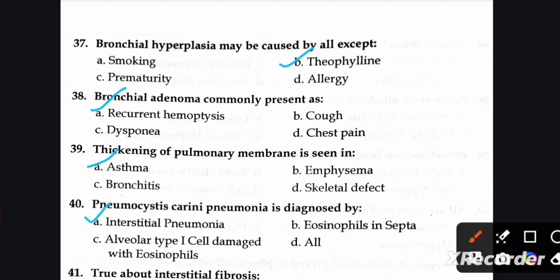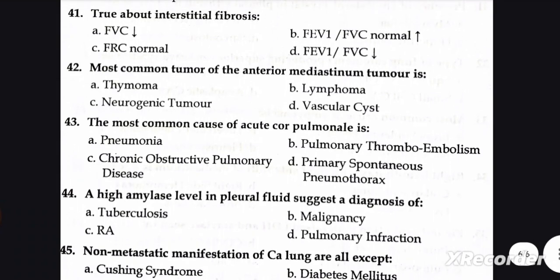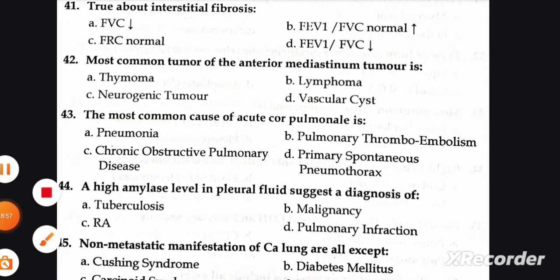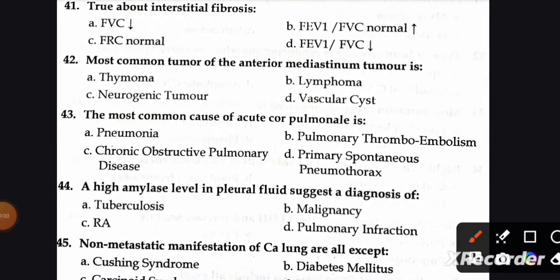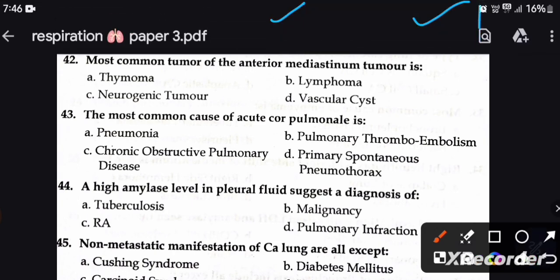Next question is true about interstitial fibrosis. A FVC decrease, B FEV1 and FVC normal increase, C FRC normal, and D FEV1/FVC decrease. So right option is B, FEV1/FVC normal increase.